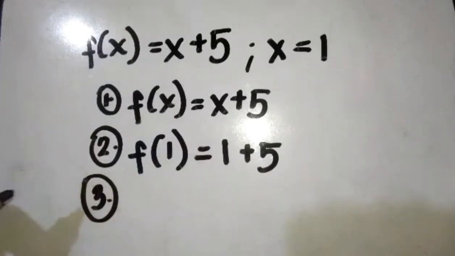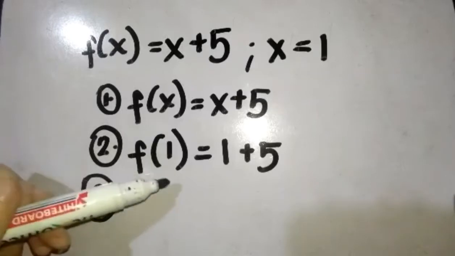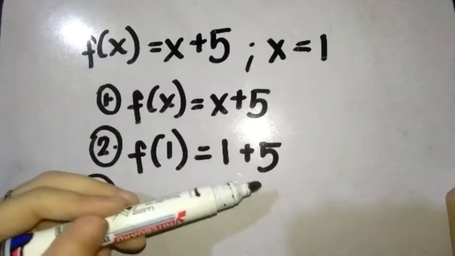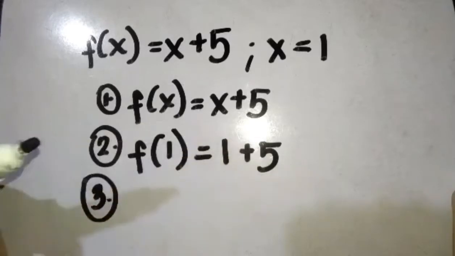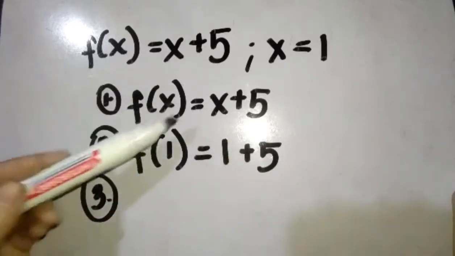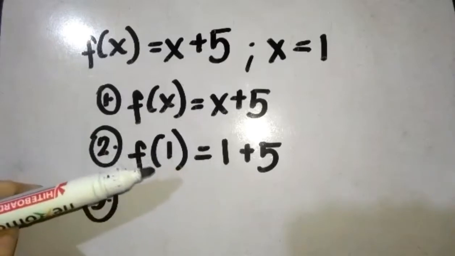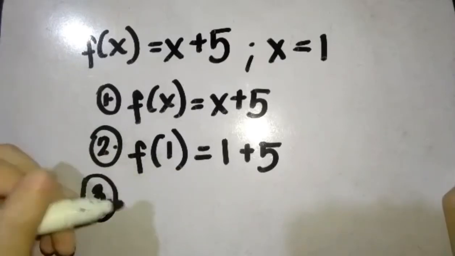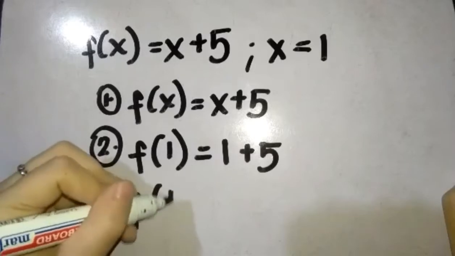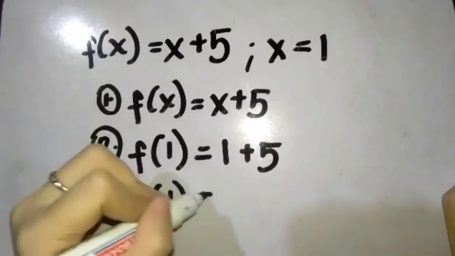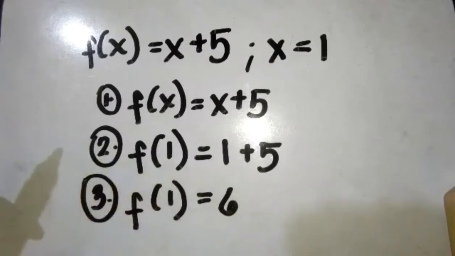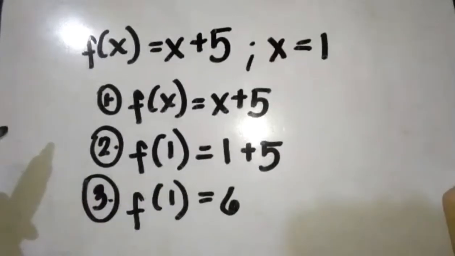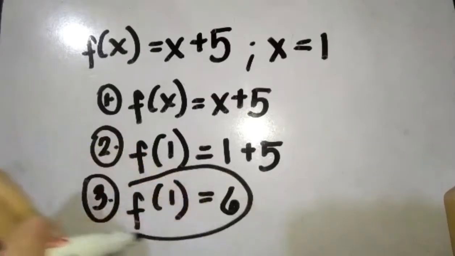Now we have f of 1 is equal to 1 plus 5. Here we will just perform the indicated operations or just simplify it. Since x has its value now, we can now add it. f of 1 is equal to 1 plus 5 is equal to 6. And now we have our final answer, which is f of 1 is equal to 6.